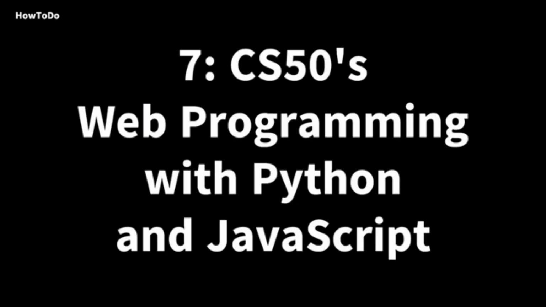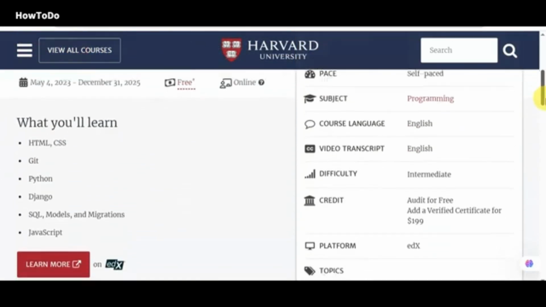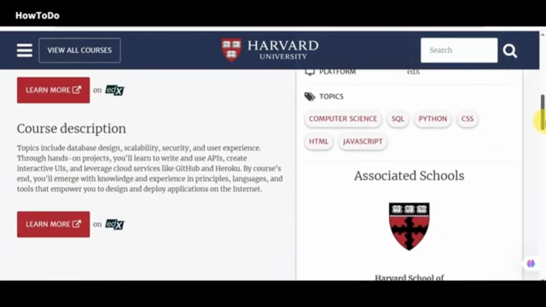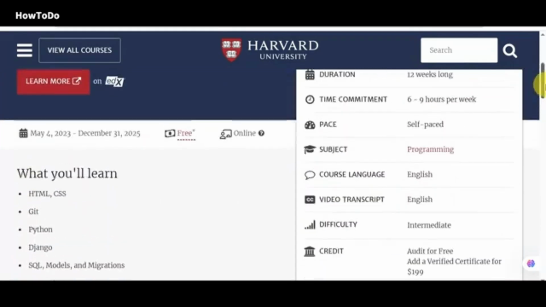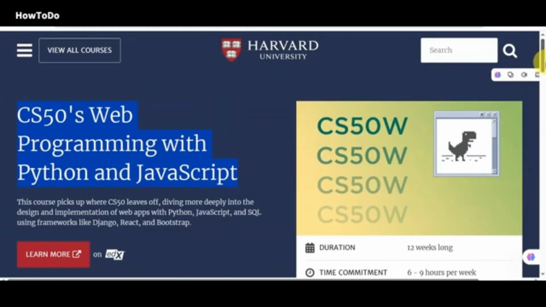7. CS50's Web Programming with Python and JavaScript. Topics include database design, scalability, security, and user experience. Through hands-on projects, you'll learn to write and use APIs, create interactive UIs, and leverage cloud services like GitHub and Heroku. By course's end, you'll emerge with knowledge and experience in principles, languages, and tools that empower you to design and deploy applications on the internet.